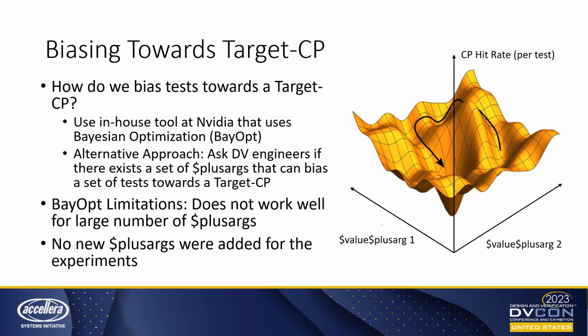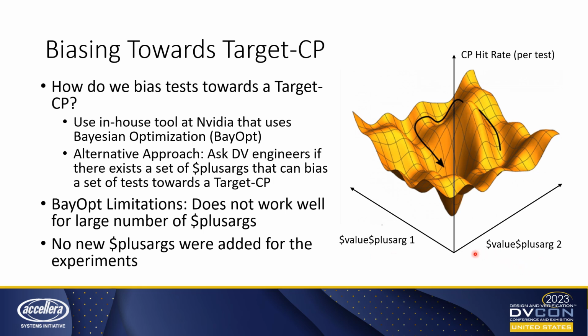So here's the final piece of the puzzle. Once we have identified a list of target CPs where we want to bias our test towards, how do we really find a set of knobs which will cause a test to bias towards that target CP? For this, we use an in-house tool at Nvidia which uses Bayesian optimization. At a high level, what Bayesian optimization does is that it will take as inputs the target CP, and also all the value plus args and test plus args that are there in the test bench.